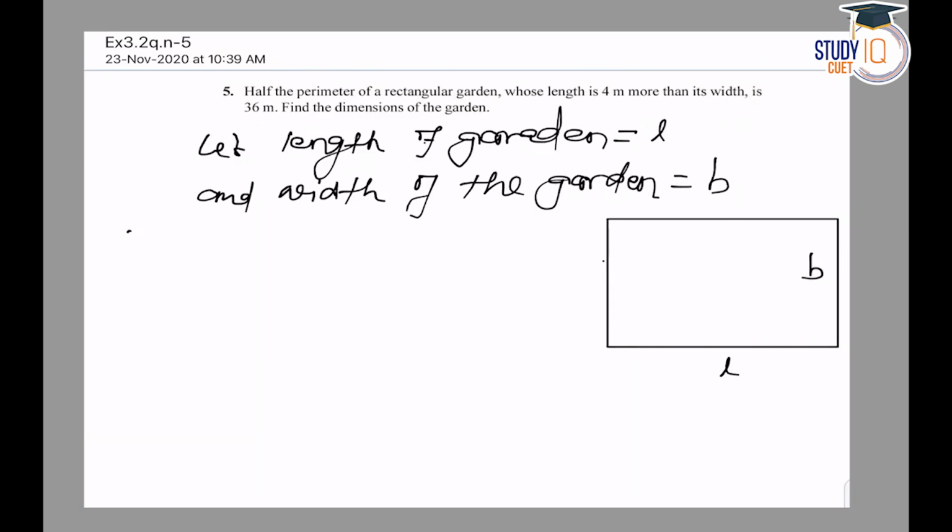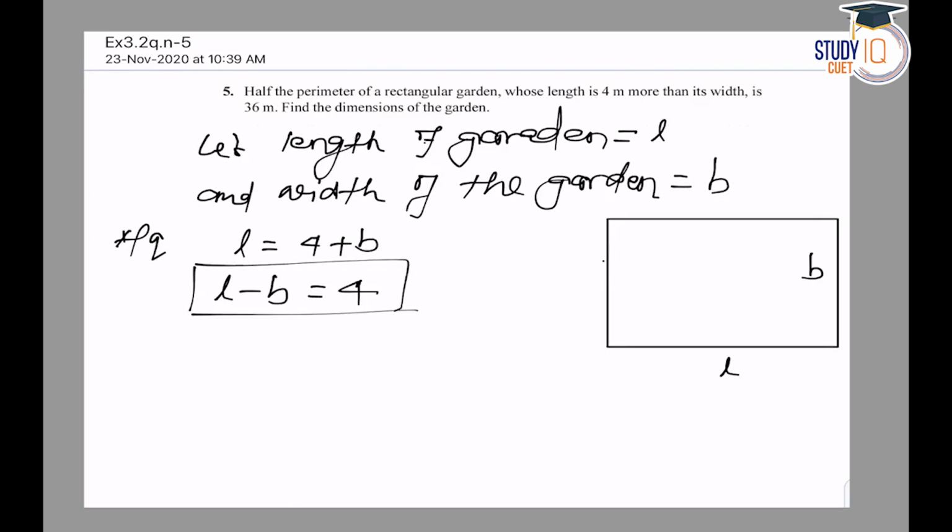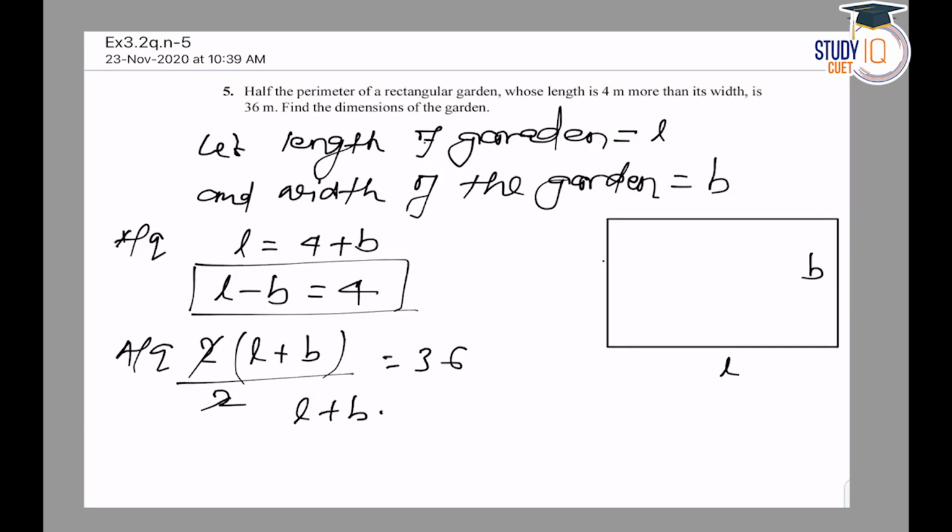So according to the question, length is 4 more than width, so L equals 4 plus B, that is L minus B equals 4. Again, half of the perimeter is 36, that is, according to the question, L plus B equals 36.